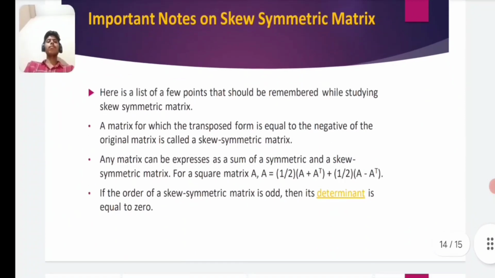Then these are important notes on a skew symmetric matrix. A matrix for which the transpose is equal to the negative of the original matrix is called a skew symmetric matrix. Any matrix can be expressed as the sum of a symmetric and a skew symmetric matrix. For a square matrix A, A is equal to half of (A plus A transpose) plus half of (A minus A transpose). If the order of a skew symmetric matrix is odd, then its determinant is equal to 0.